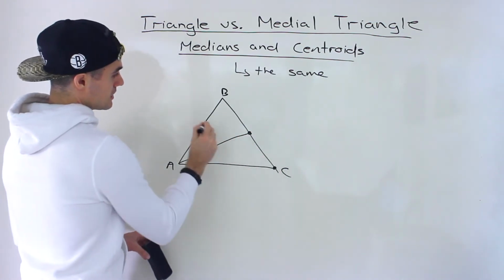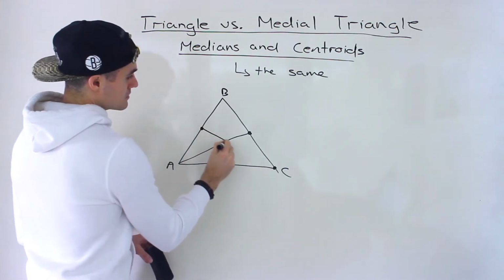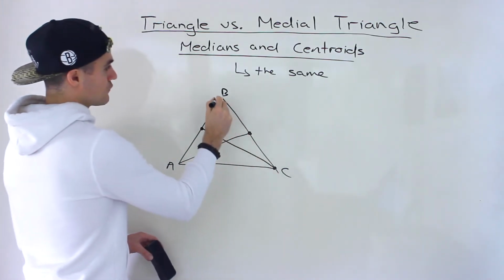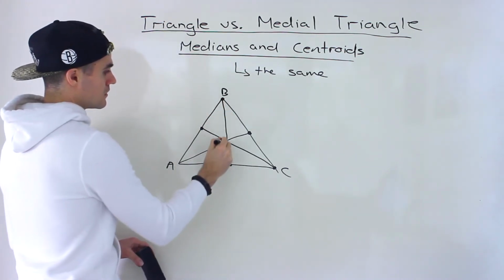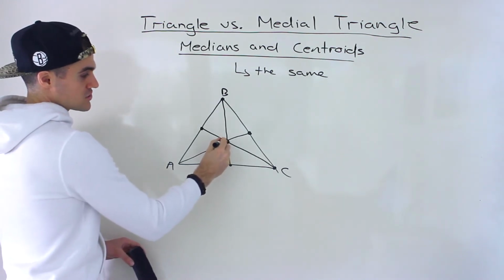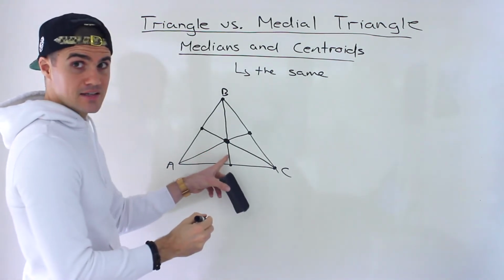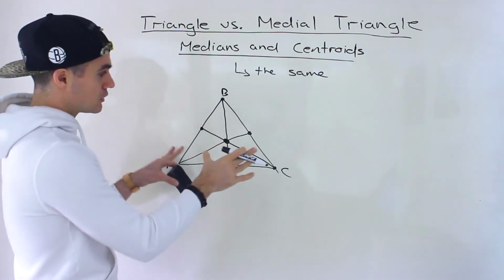And then from C, it's going to be to the midpoint of this side. So that's going to be the median right there. And then from B, it's going to be to the midpoint right here. So that's going to be the median right there. And then where they intersect is the centroid. Okay, so that's with the larger triangle.